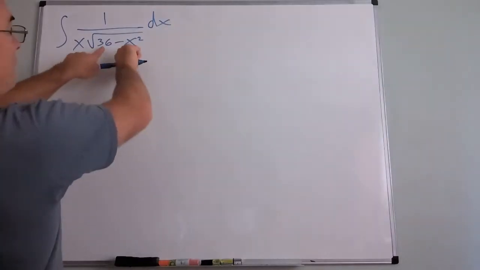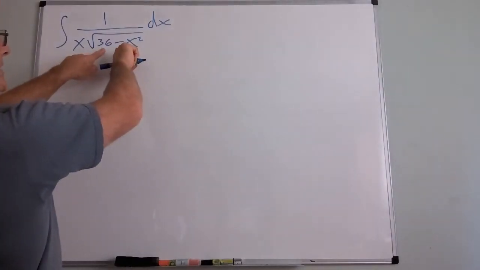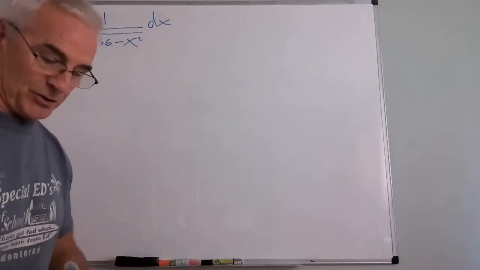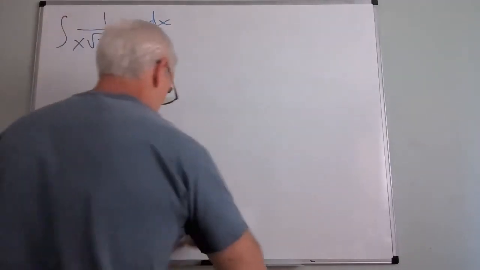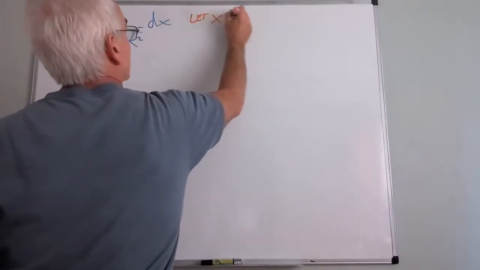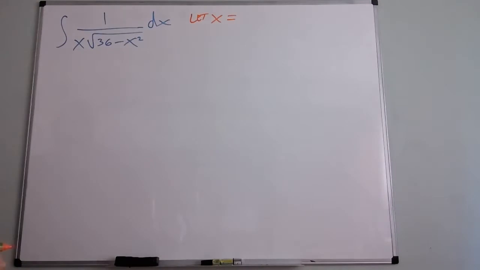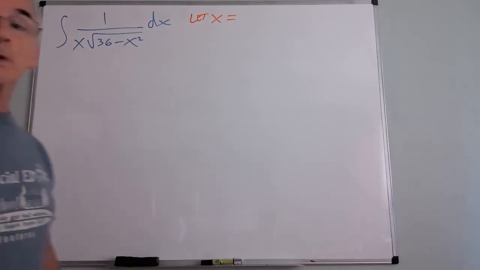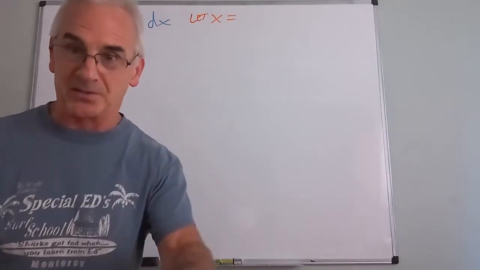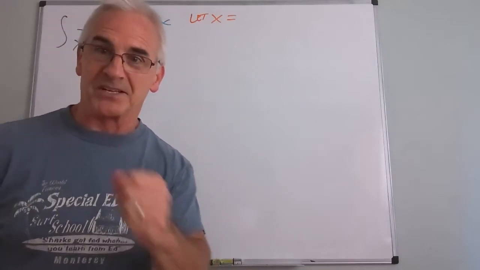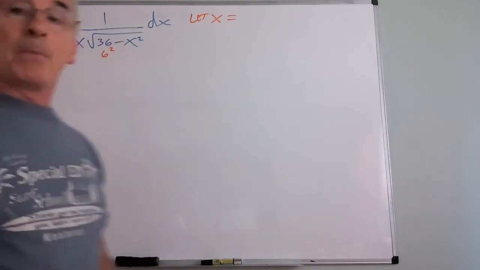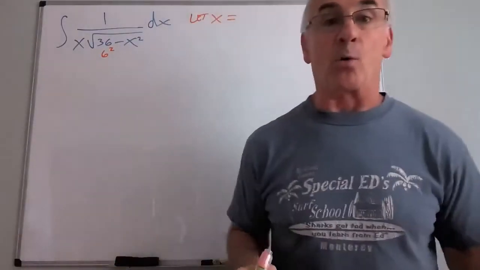But it is of the form a squared minus x squared. Therefore, there's only one substitution that I can make. I'm going to say, let x equal, anybody want to try it? By the way, this is really, really critical when you look at these. I don't say this jokingly. You can't see 36. It must be 6 squared. Always.